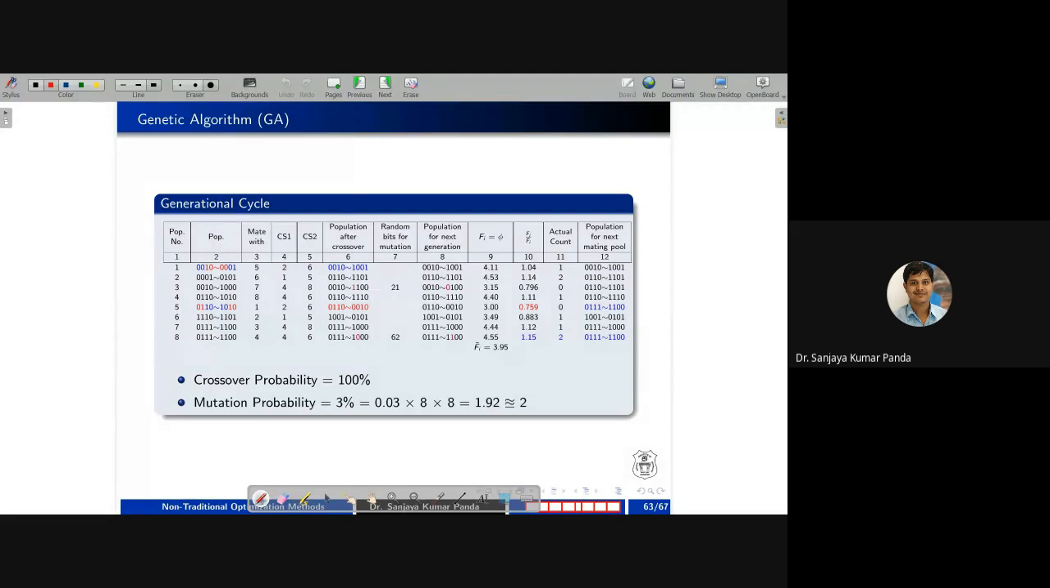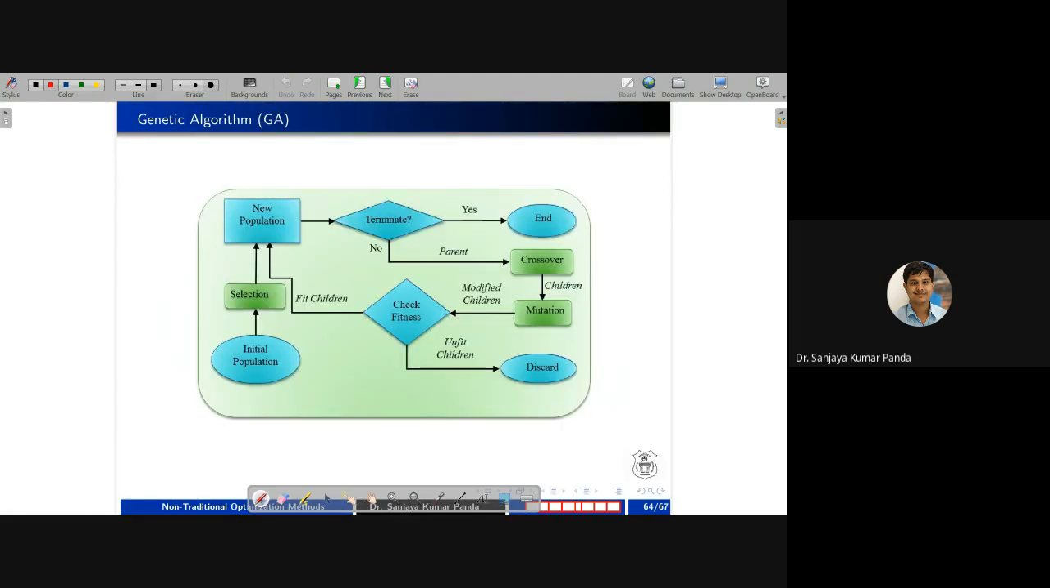If you carry out this complete process, whatever we have discussed, finally you will get the mating pool, which will be available for the next iteration. And this process is continued several times in order to achieve results that are close to the optimal solution. In this case, we have considered the crossover probability as 100%, but the mutation probability only 2, that is 3%. So this is the complete cycle of the genetic algorithm which we have discussed in this session.